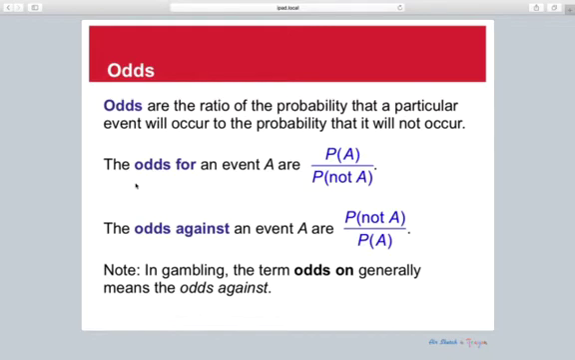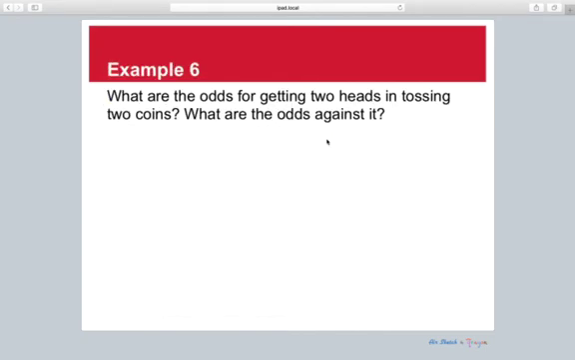Odds. Odds are the ratio of the probability that a particular event will occur to the probability that it will not occur. So the odds for event A are the probability of A over the probability of not A, and the odds against event A is the reciprocal. So you're just flipping it: probability of not A over probability of A. In gambling, the term odds on usually means odds against. So what are the odds for getting 2 heads in 2 coins, and what are the odds against it?